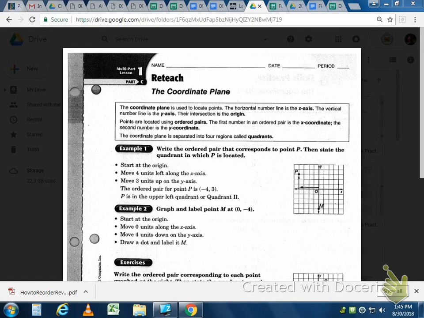2.1c, the coordinate plane. So we're going to talk about what happens when you have an x-axis like this. We're looking down at the one on the right. So an x-axis that intersects with a y-axis. And on each one of those, they are a number line with positive and negative numbers. So it says the coordinate plane is used to locate points.